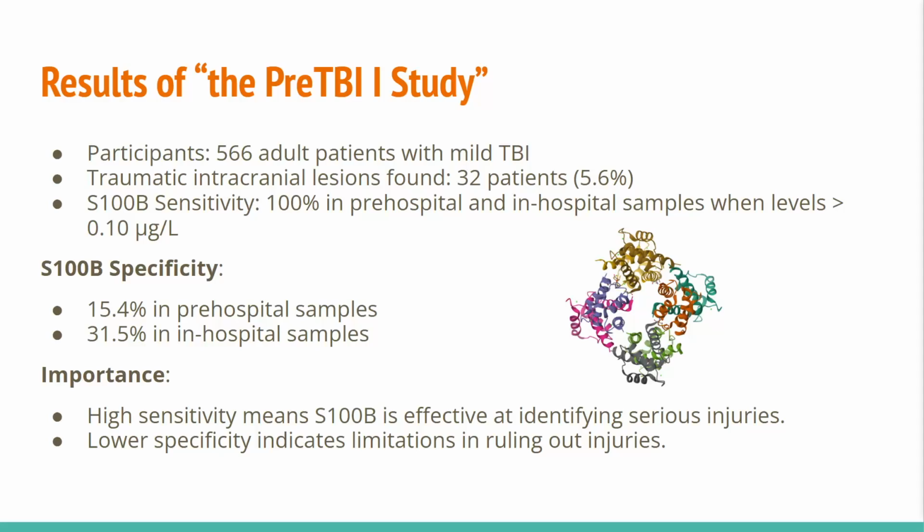Now let's go over the results from the pre-TBI study and what they mean for our understanding of mild TBI. Out of 566 adult patients with mild TBI, 32 patients were found to have traumatic intracranial lesions. This is significant because it highlights that not every patient with mild TBI has a serious injury, which can be tricky to diagnose, especially in the ER, because usually in the ER, the faster the diagnosis, the better. This can be really concerning in trauma care.